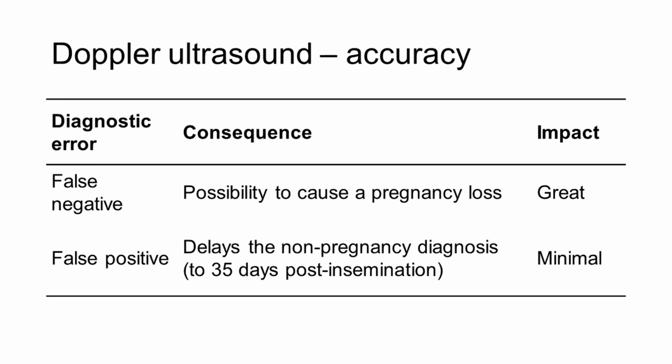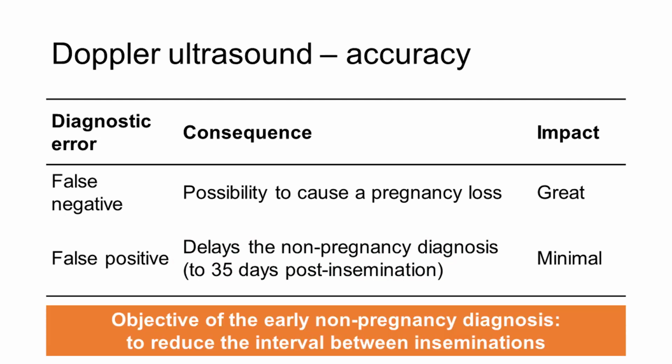Taking action on a false negative, or in other words, on a cow falsely identified as non-pregnant, would result in the loss of the pregnancy. For a false positive, or a non-pregnant cow identified as potentially pregnant, the cow will correctly be identified as non-pregnant at the pregnancy diagnosis 35 days after the insemination, which minimizes the impact of the error.